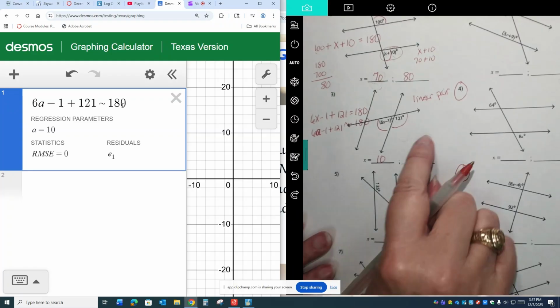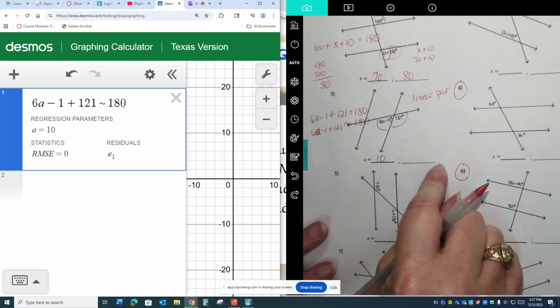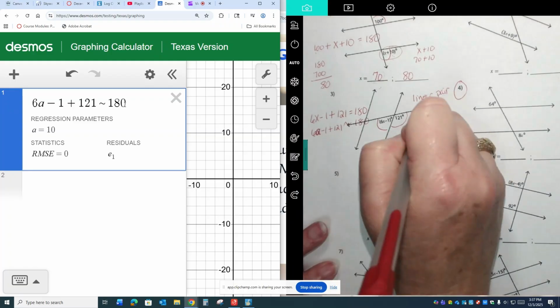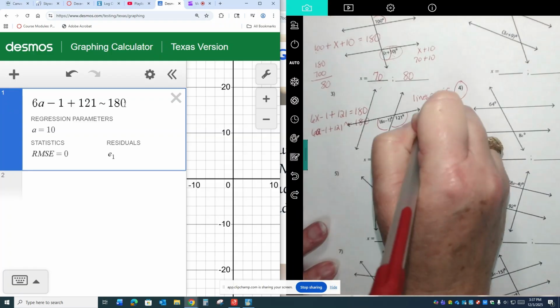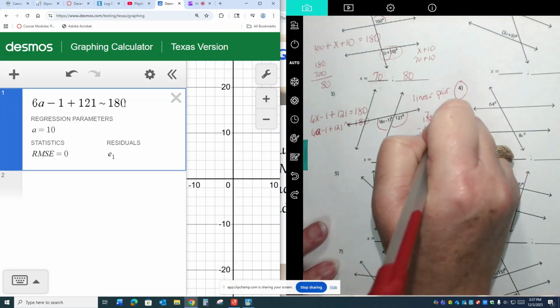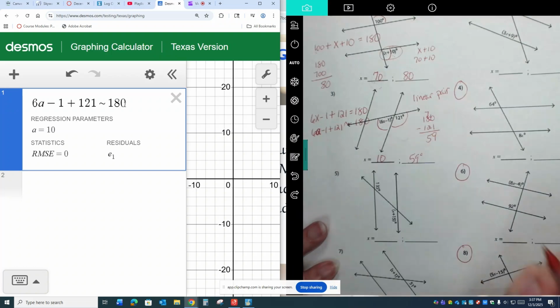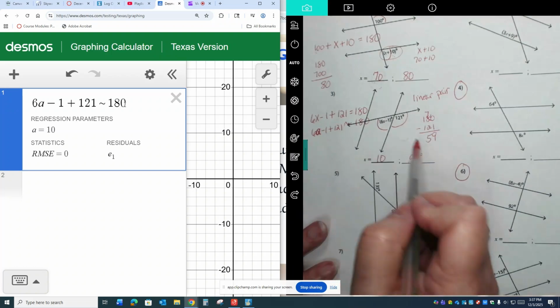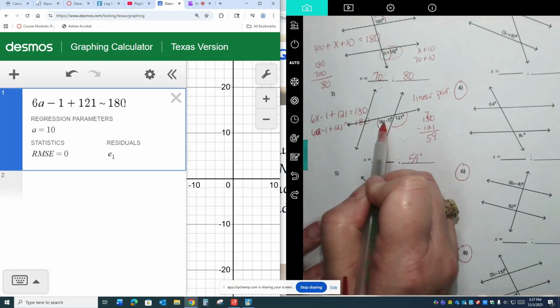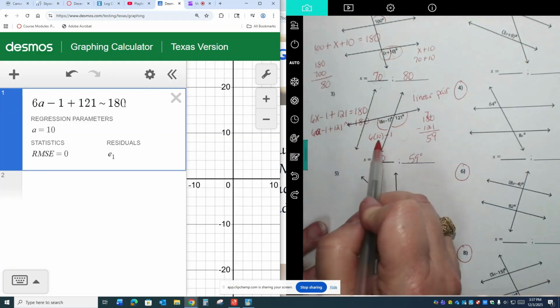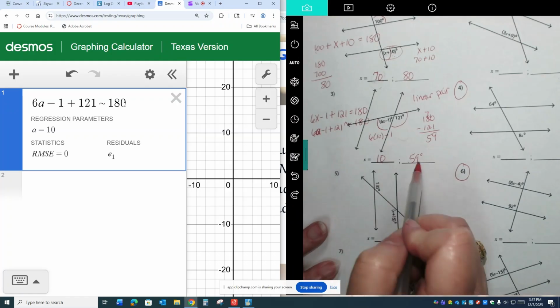And then to figure out the angle measure, I know it has to add up to 180, so I could just do 180 minus 121, probably the easiest way, 59 degrees. Or I could take my value for x and plug it in right there. 6 times 10 minus 1. 6 times 10 is 60, minus 1 is 59.